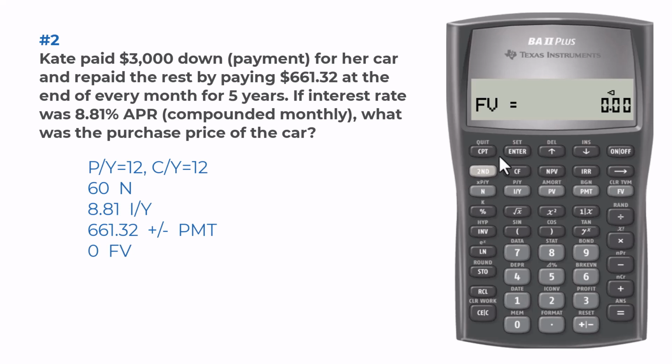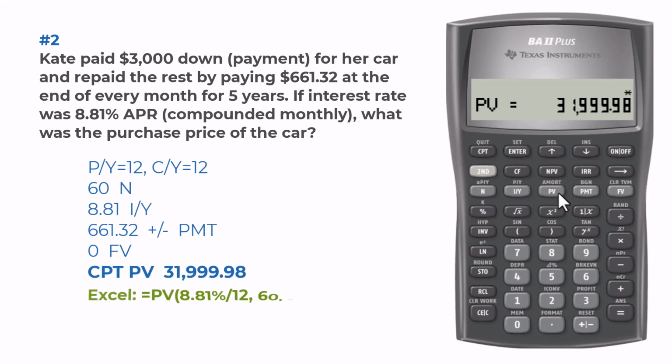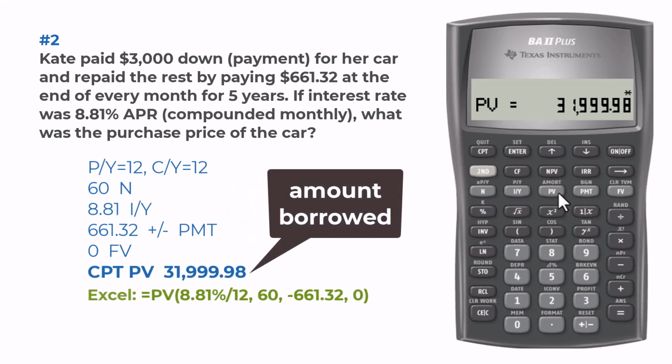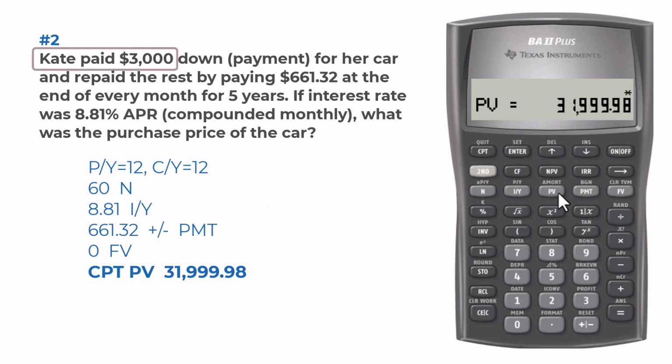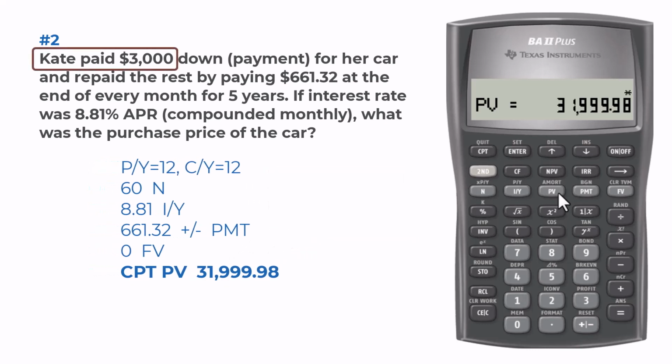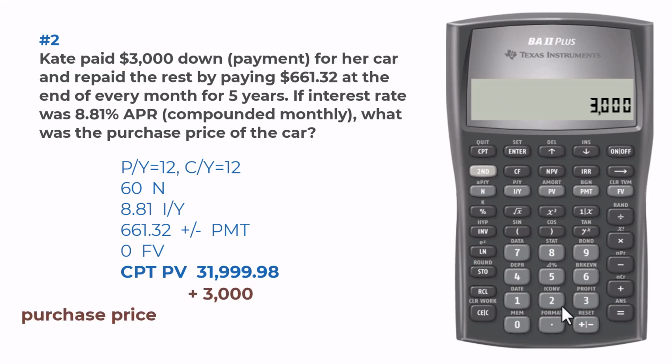And then finally, I'll press compute present value. And that gives about $32,000. This value computed here is the amount borrowed and not the purchase price. Note that Kate made a down payment of $3,000 and borrowed the rest. Therefore, the purchase price is the sum of this present value of periodic payments plus $3,000 down payment. And that gives about $35,000.